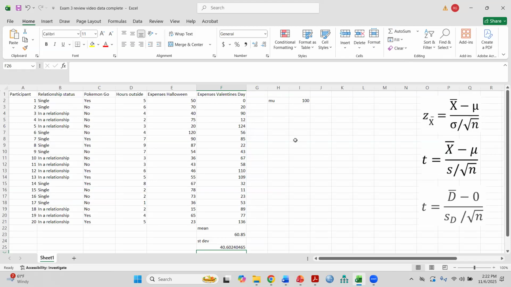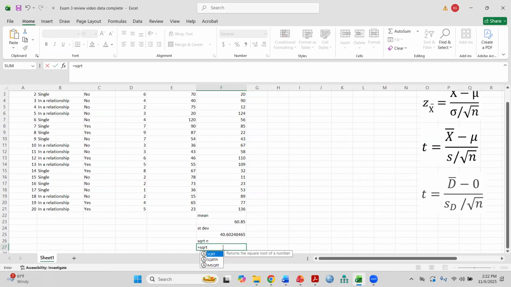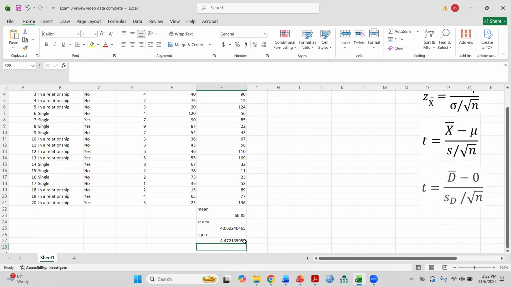So now, if you want to figure out what t is, well, first of all, I guess we should probably figure out what the square root of n is, because we're going to need that to calculate the estimated standard error. Well, there's 20 people here, and you could just do this on a calculator if you want, SQRT of 20. All right, so that's the square root of 20, 4.47.